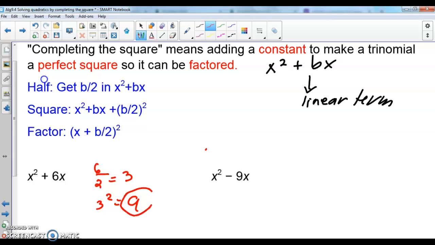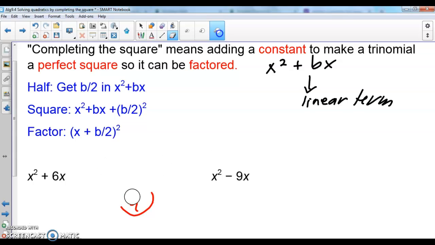So where will this 9 go? Let me erase this one so we'll have more space to write on. So where will the 9 go? The 9 will be added to the original trinomial. So this will become plus 9. Okay, does that really help in solving an equation? If yes, how?